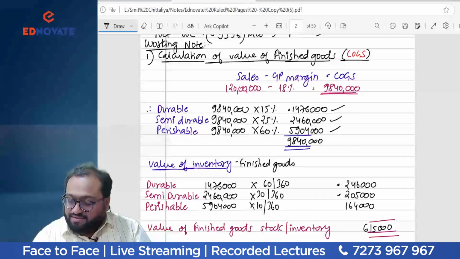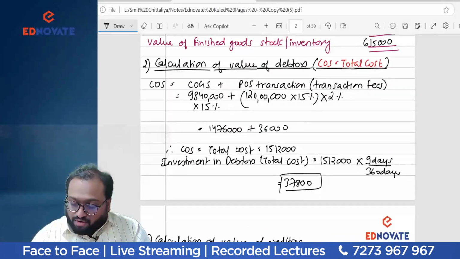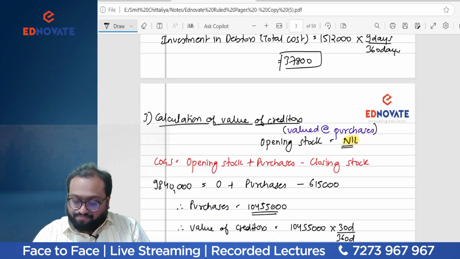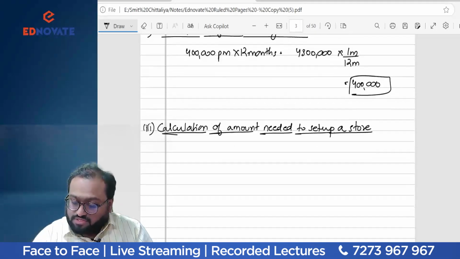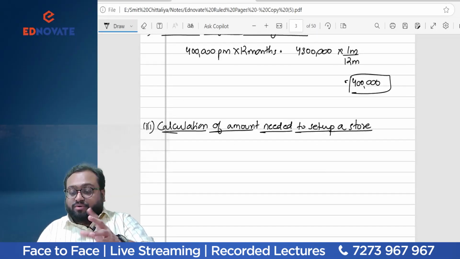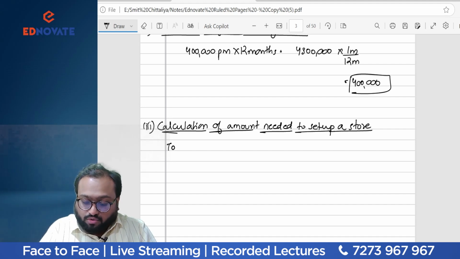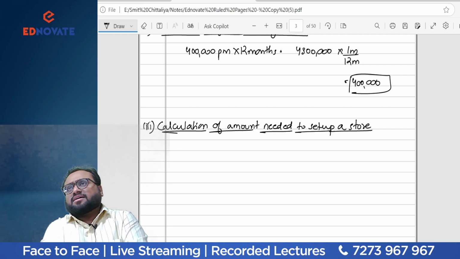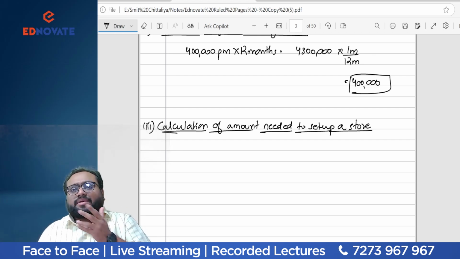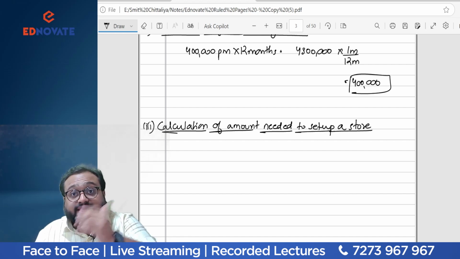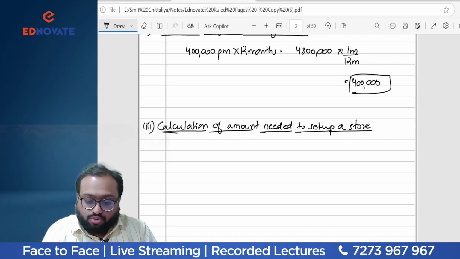Lovely, fantastic. Very nice. Now after this is done, what is the third thing asked by the question? Let us have a look. The third thing asked is the calculation of the amount needed to set up the store. Now what is the amount needed? Total amount requirement. Very easy. We require a capital investment of 200 lakhs and we require working capital, but my working capital is negative. So what will be my total amount requirement?